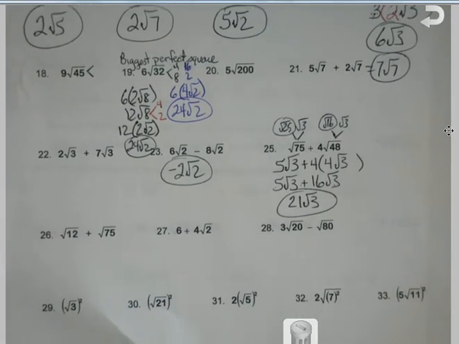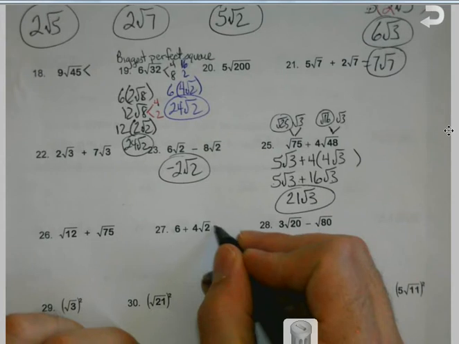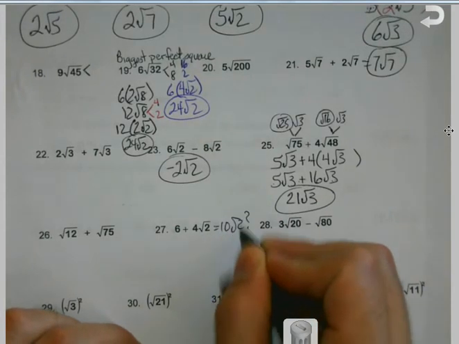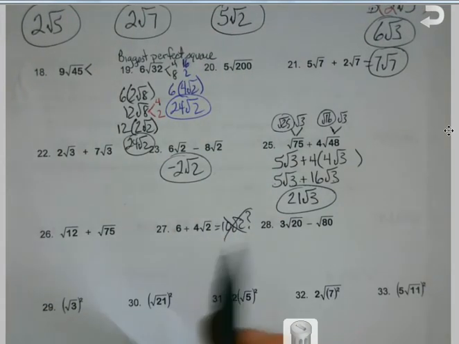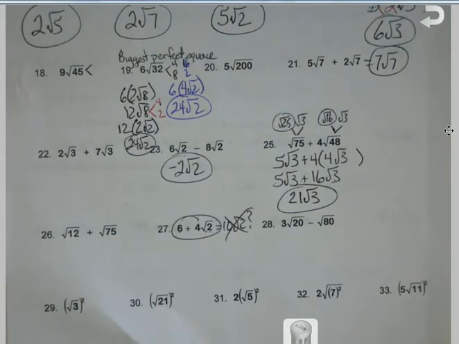27. So, can I do 6 plus 4 square root of 2 is 10 square root of 2? Probably not. Absolutely not. Because again, it's like terms. This doesn't have a square root of 2. Can I break down the square root of 2? No. Okay, that's as far as that one's going. So you do have to be careful. You have to have that like radical, that like term there to be able to work with it.